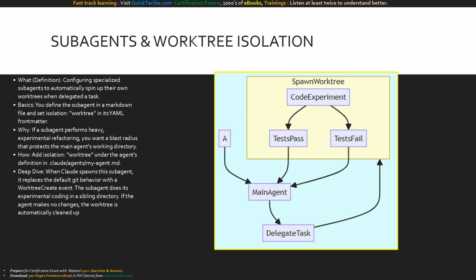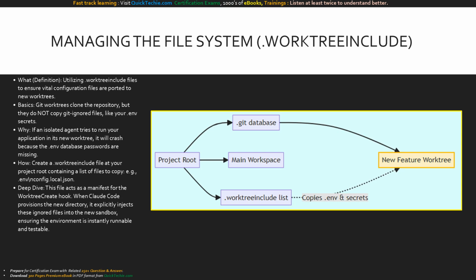Inside this sandbox, the agent runs code experiments. If the tests fail, it automatically cleans up the directory and reports back. If the tests pass, it leaves the worktree intact and returns the success and branch information to the main agent. When creating multiple directories, we must master file system management using .worktreeinclude. What is this? It's a special file used to ensure vital local configurations are copied to your new worktrees.